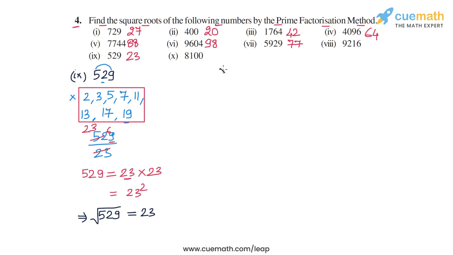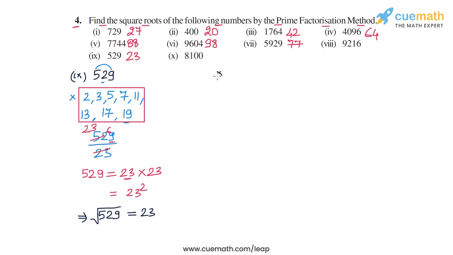Now last, let's do part 10, which is the number 8100. So this is even because the ending digit is 0. So let's start dividing this by 2. So 8100 by 2 will be 4050.